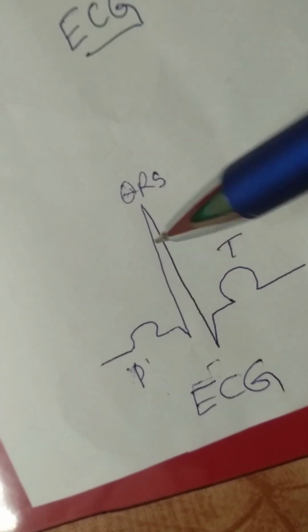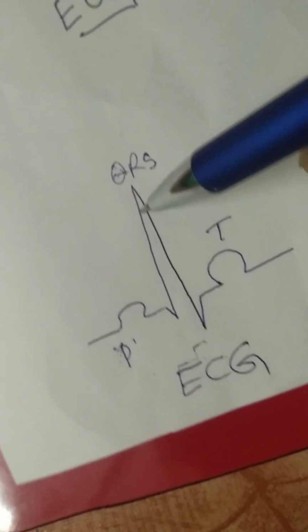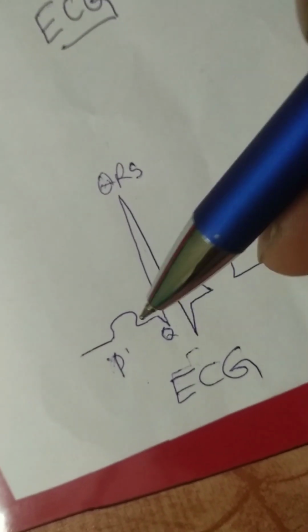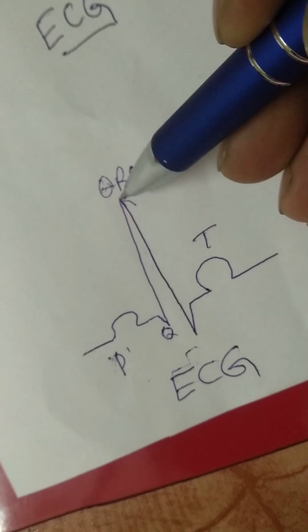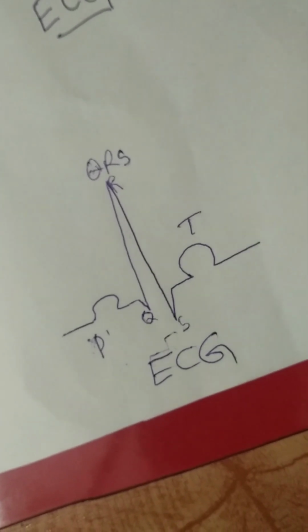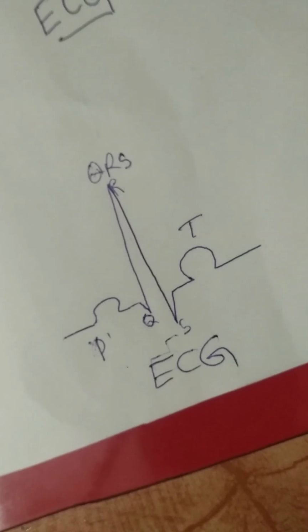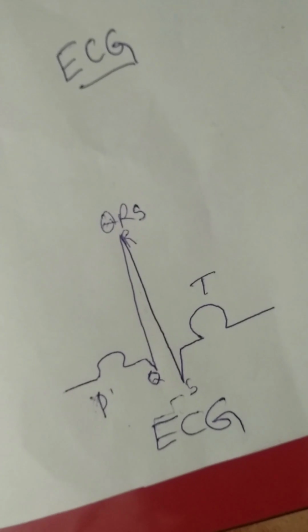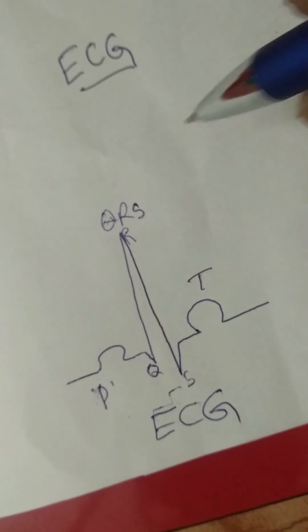Moving on to the QRS complex, as you can see, the initial negative wave is Q, the peak which is formed by two big squares is R, and the other negative wave, which is twice the size of the Q, is S. So this complex is called the QRS complex. It represents ventricular depolarization.